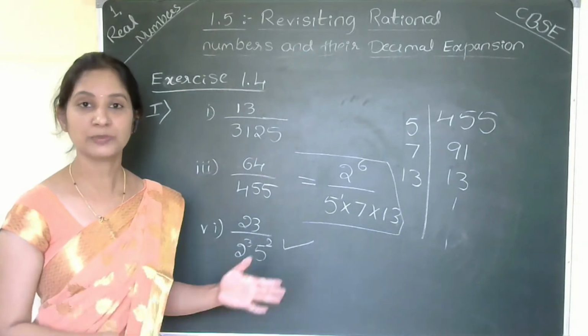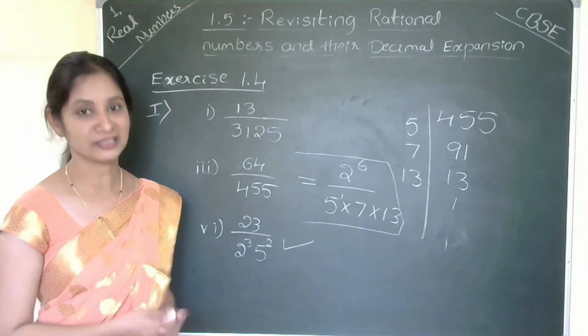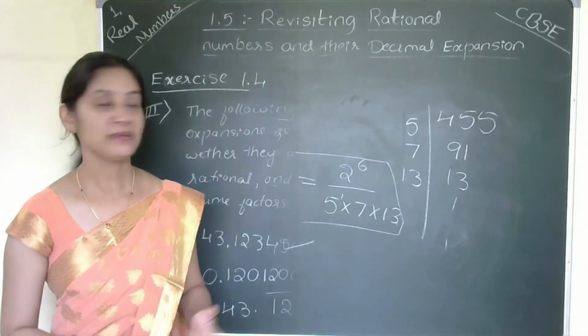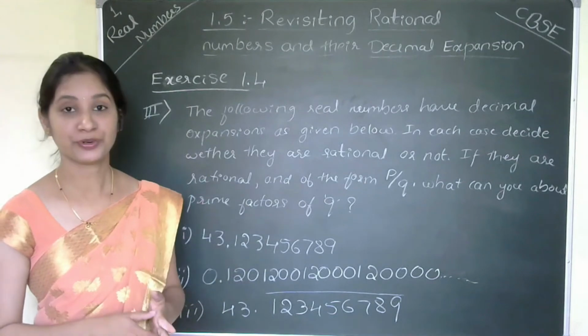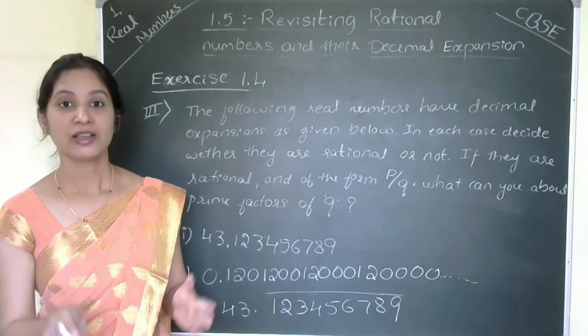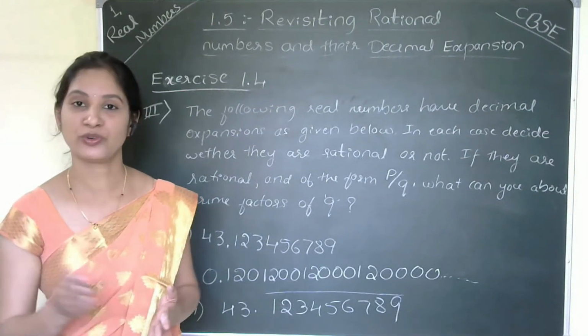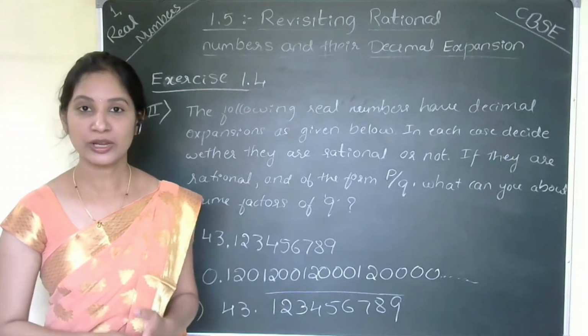Please try the other problems in exercise 1.4. We will go for the second or third main. The second main in exercise 1.4 says you need to find the decimal expansion for the problems which are given in the first main. That means you need to go for long division. So I am not going to discuss that.